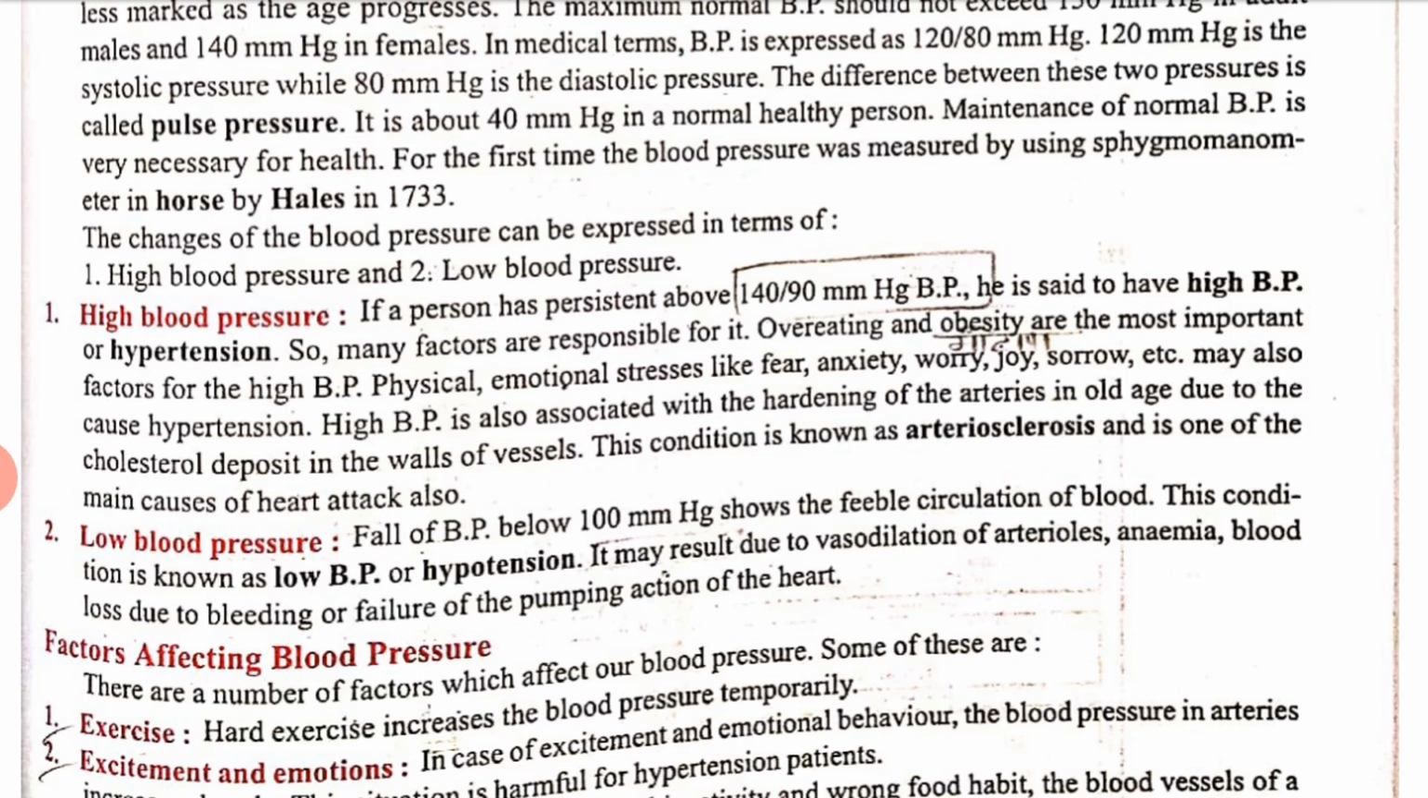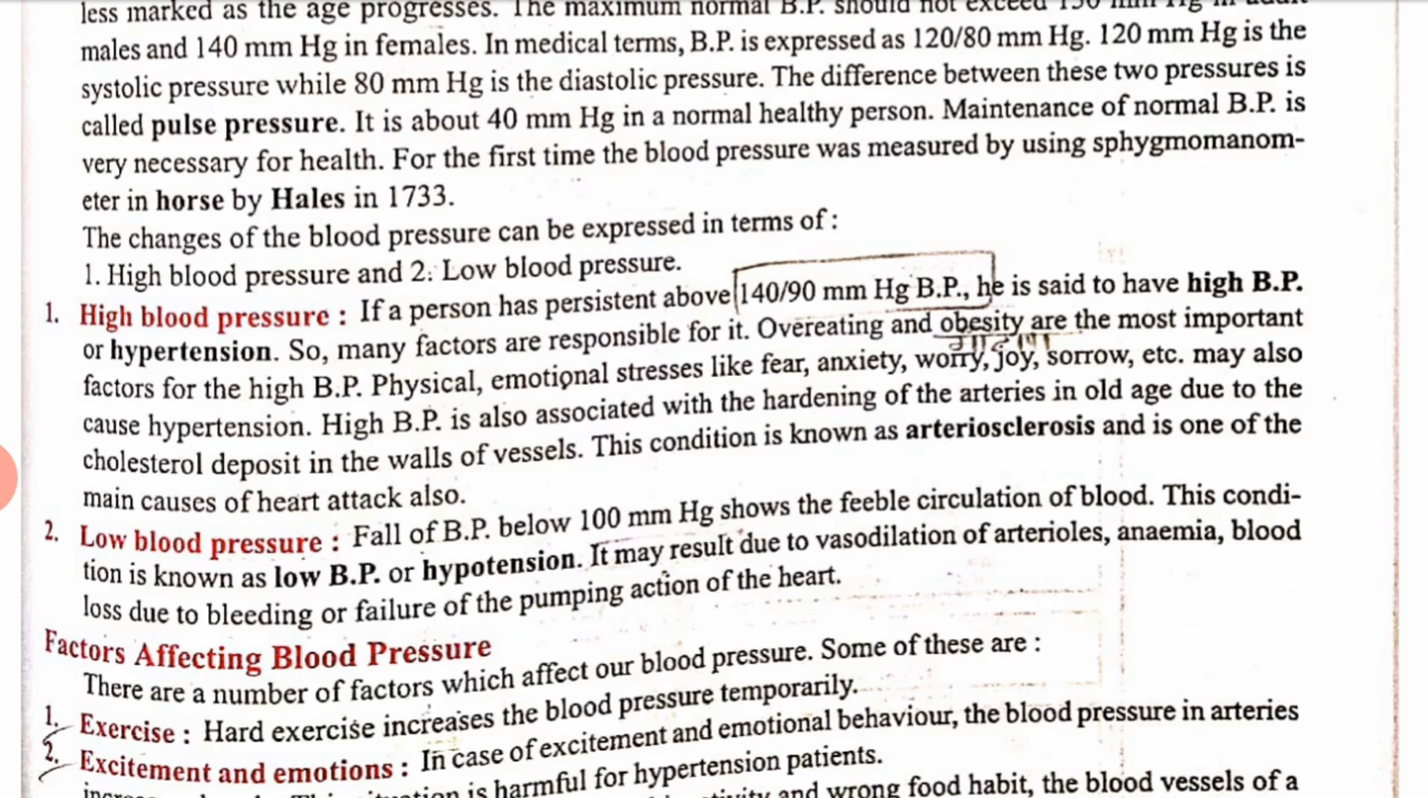So if a person has a persisting blood pressure above 140 by 90 Hg, he is said to have high BP or hypertension. Many factors are responsible for it, and overeating and obesity are the most important factors for high blood pressure. That is physical and emotional stress like fear, anxiety, worry, joy, sorrow, etc. So all these will count and result in higher blood pressure or low blood pressure.